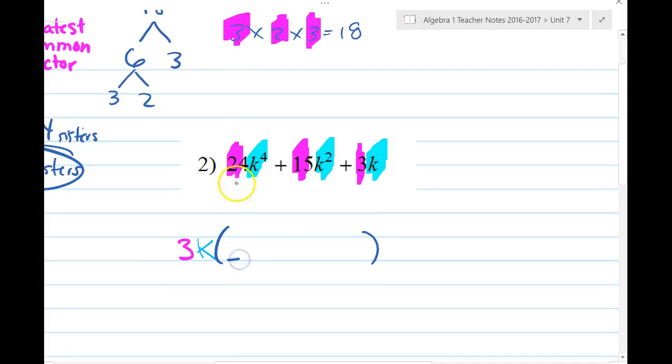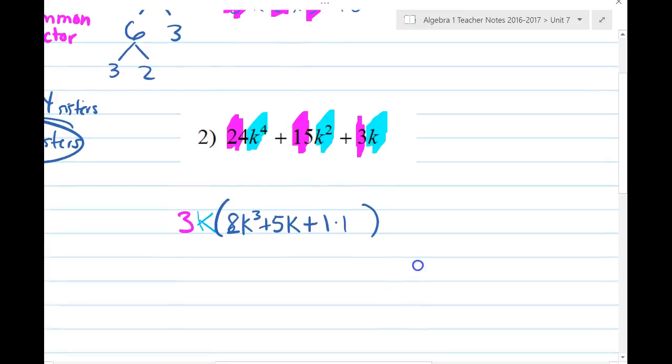3 times what equals 24? That's 8. Okay, and we'll do the k's at the same time. K times how many k's gives us 4 k's? K to the 3. And then bring down the sign. 3 times what gives us 15? 5. K times how many k's gives us 2 k's? Well, just one more k. Bring down the sign. Then 3 times what equals 3? Well, it's just 1. And then k times what gives us k? Well, that's just 1, because we don't need any more k's.